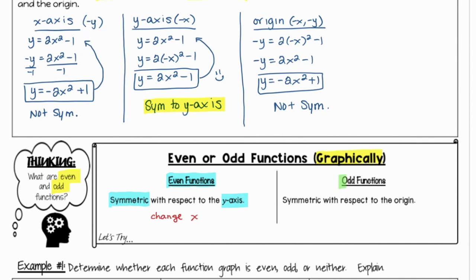If a function is odd, that means that the function is going to be symmetric with respect to the origin. And if I have a function that's symmetric with respect to the origin, what changes? We change the x and the y. Again, that's going to come in handy when I do the algebraic test. So let's look at a graphical example.